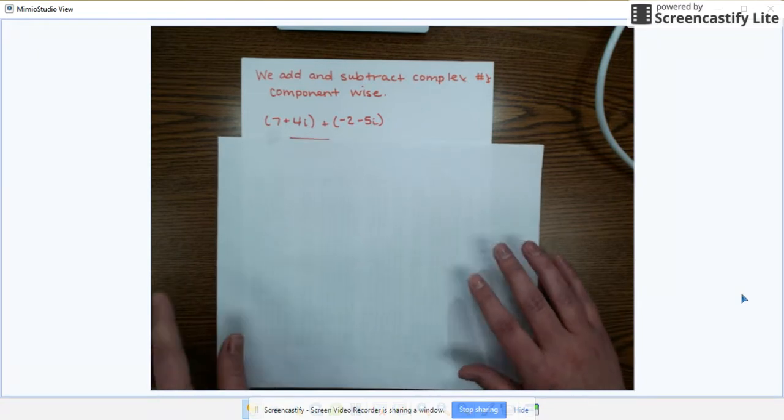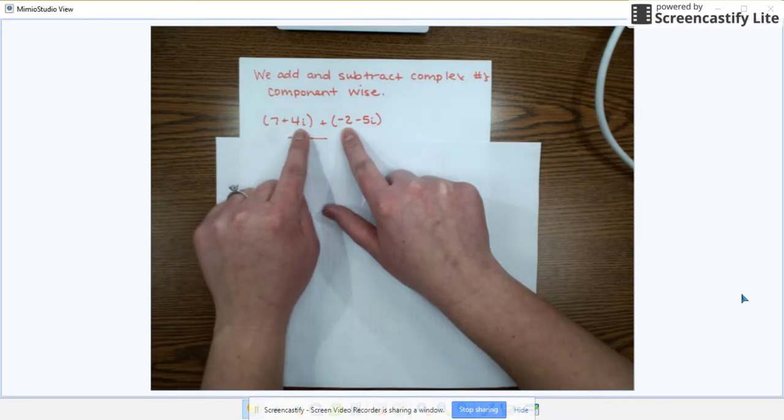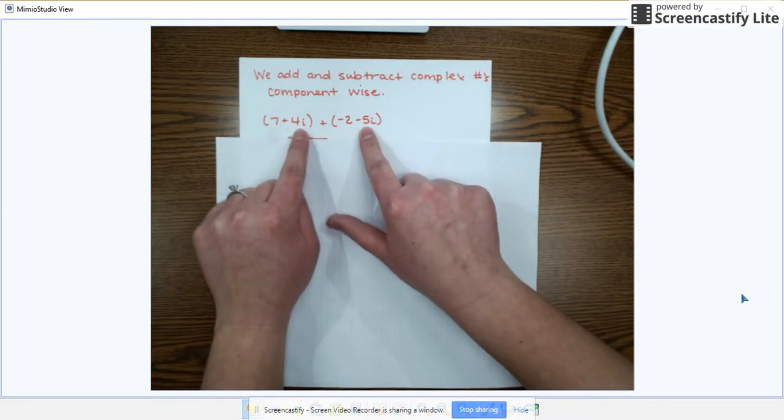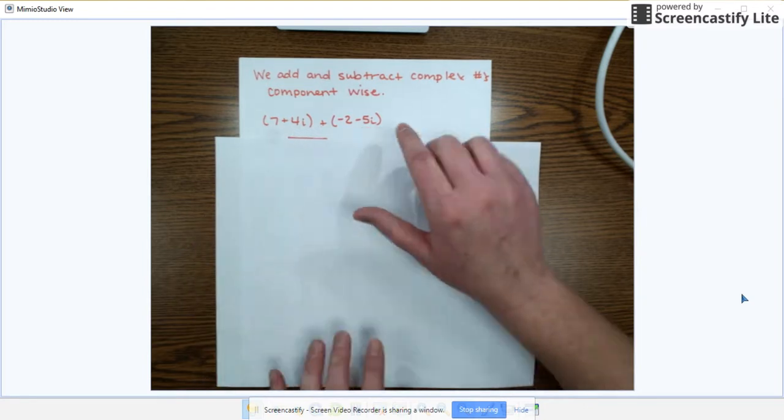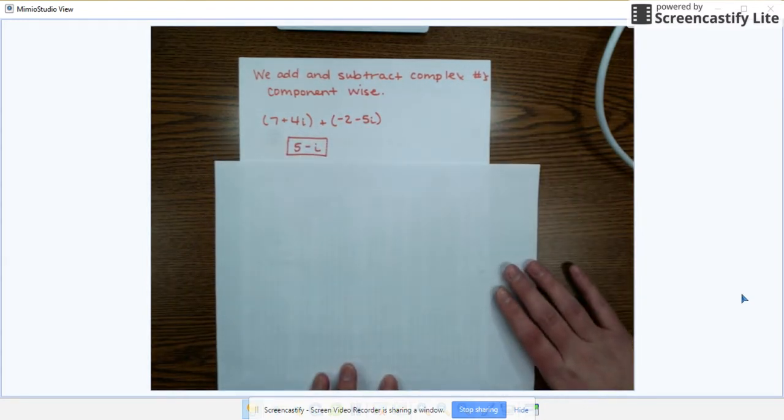So we're going to take 7 plus -2. Well, 7 plus -2 is the same as 7 minus 2. So we'll get 5, and then we're going to take 4i minus 5i. So we get a 5 minus a 1i, or 5 minus i.